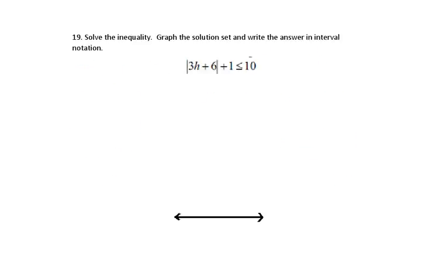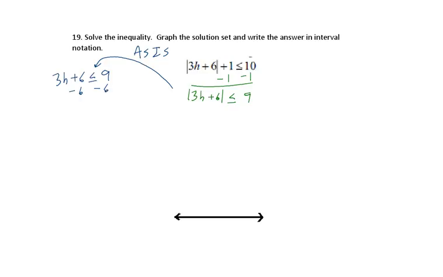The good news is the method works the same whether you have equals, less than, or greater than, and that's what I'm about to show. Again, absolutes are not alone, so first subtract 1. So the absolute value of 3h plus 6 is less than or equal to 9. Now we can break it into two problems. First is as is. So that becomes 3h plus 6 is less than or equal to 9.